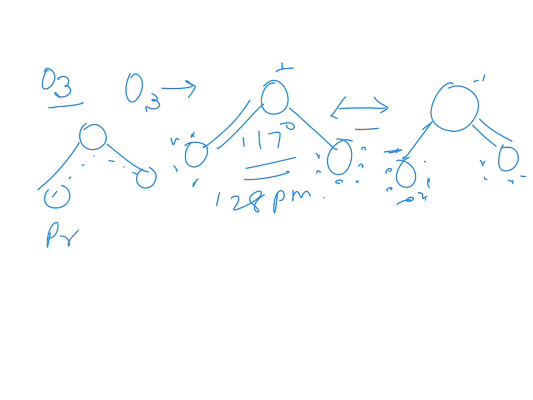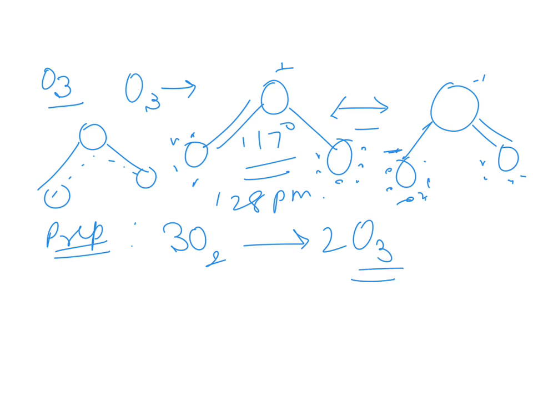Now preparation. You can prepare it from oxygen. When a dried stream of oxygen is passed through a silent electrical discharge, then you will get ozone, and its enthalpy is plus 142 kJ/mol. Plus means it requires some energy.